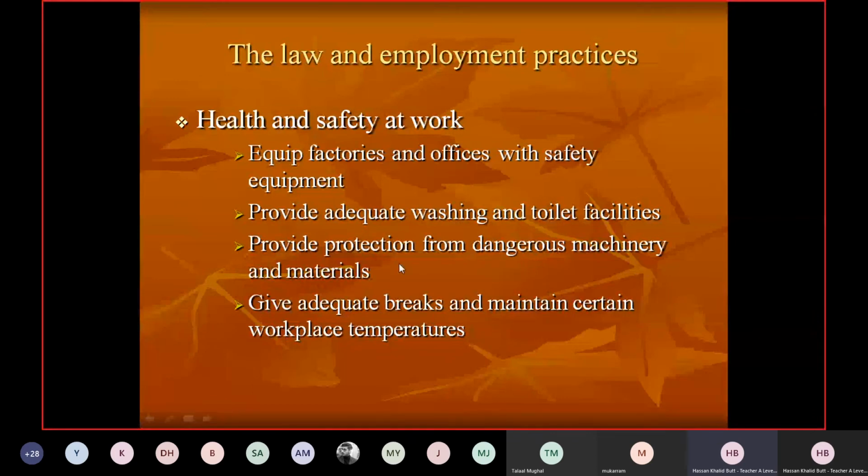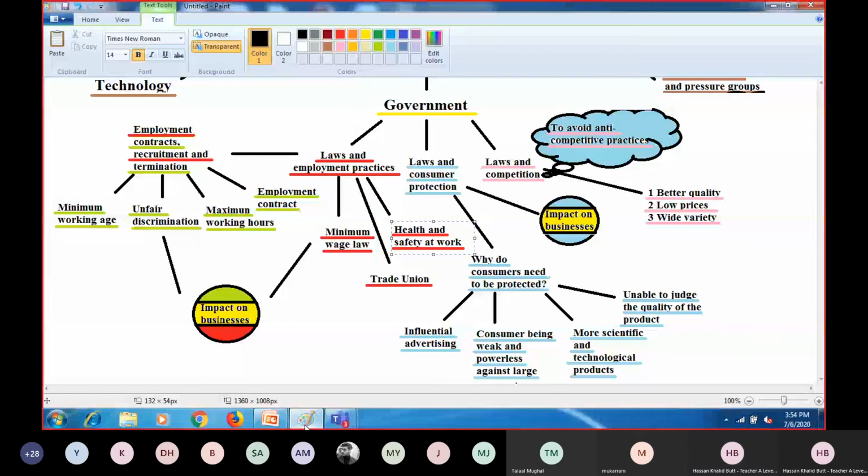All right, now get back to the same diagram. Then we have trade union as well. So health and safety at work, when you provide it, involves cost. Then we have trade union. Again, the government passes laws that the employees have a right to have a trade union.